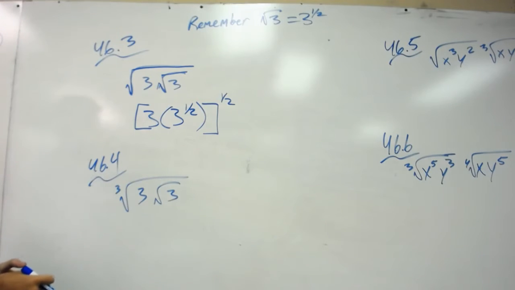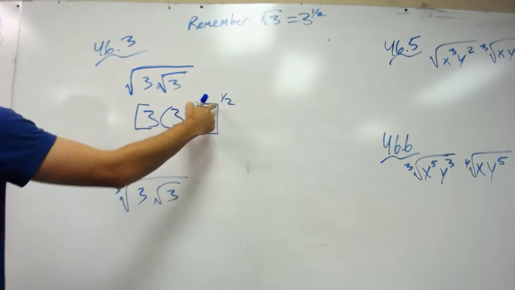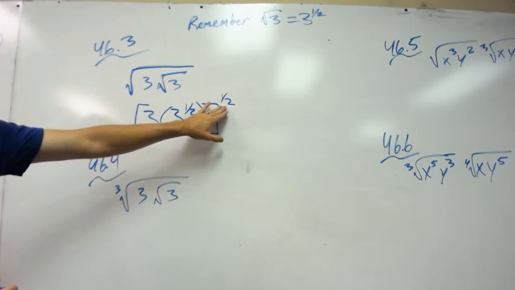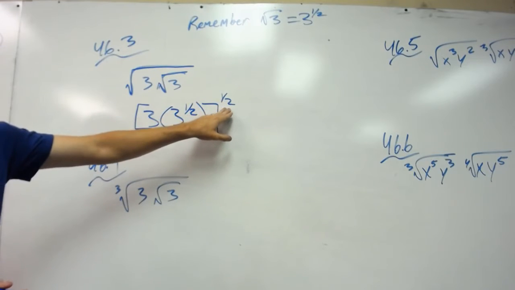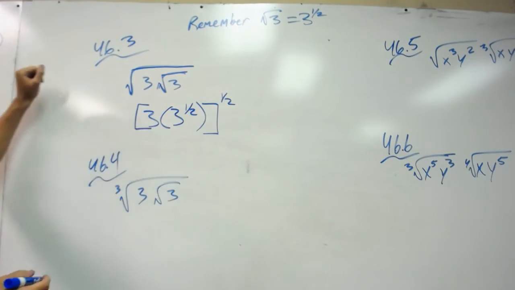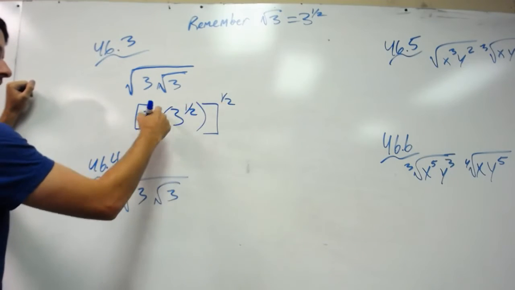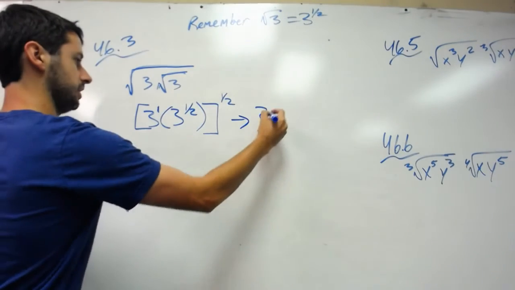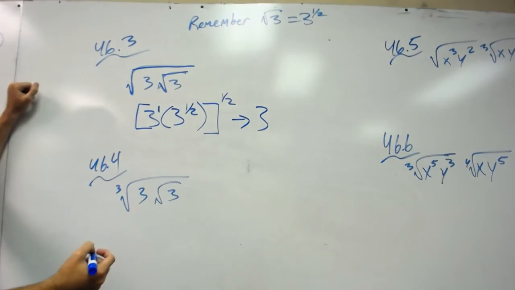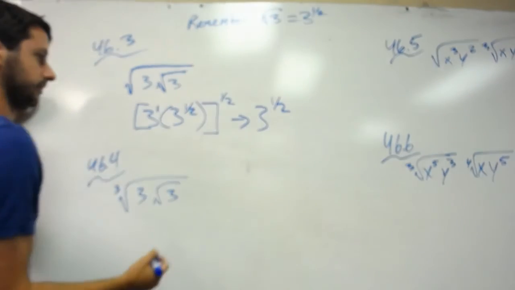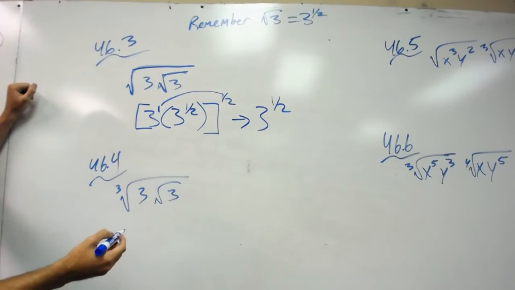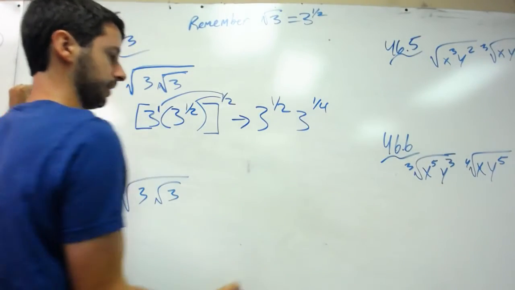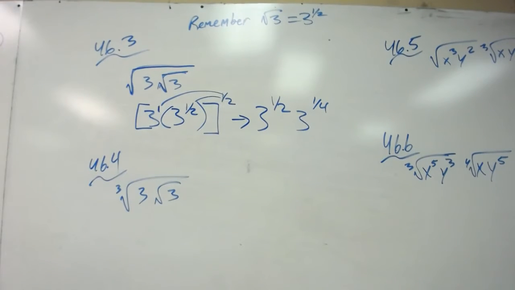If you have parentheses to an exponent power, remember what we do is multiply the exponents together. So 1/2 times, this is just 3 to the 1 power, so that would be 3 to the 1/2 power. When you do 1/2 times 1, we're basically distributing. And then you get 3 to the 1/4 power.